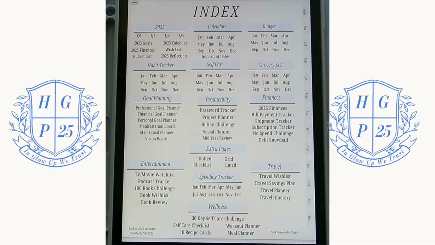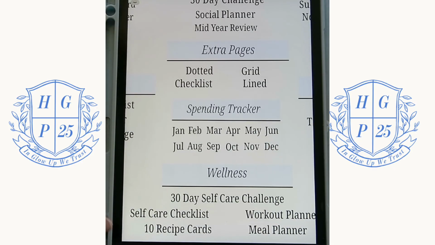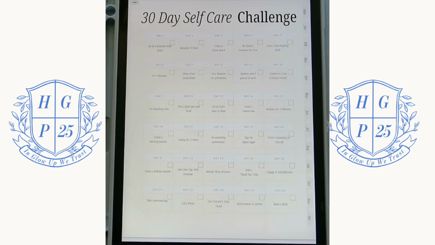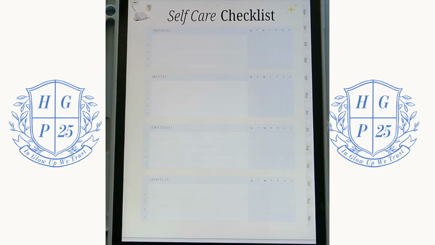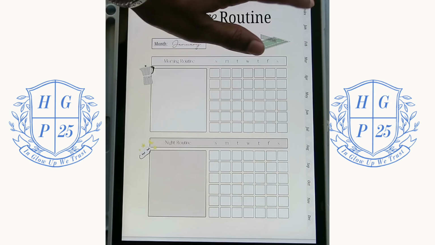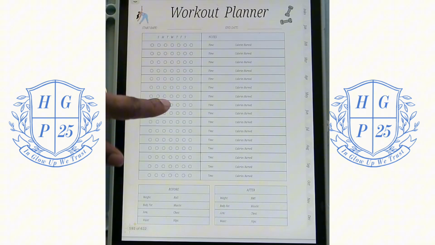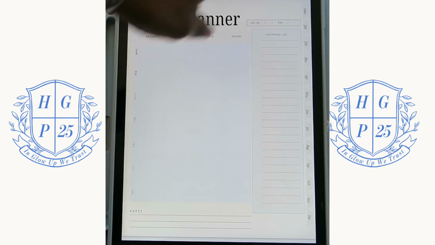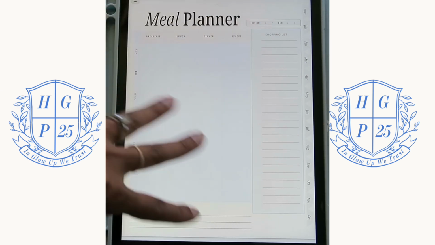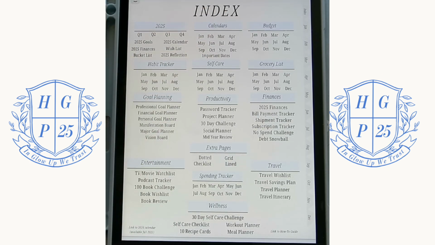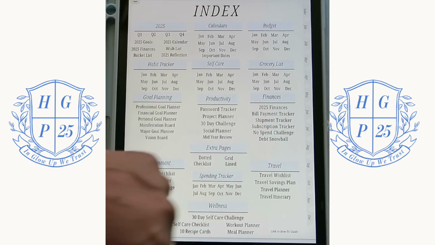All right, and lastly, we will talk about the wellness section. So these are mostly all single pages. We have a 30-day self-care challenge. Here's what it looks like. A self-care checklist. We also have our monthly self-care page, just a reminder. We have a workout planner, a meal planner page, but there's one of these in every monthly page, but this is just kind of an extra one at the end of the planner, in case maybe you don't use the monthly ones, then just easy access.